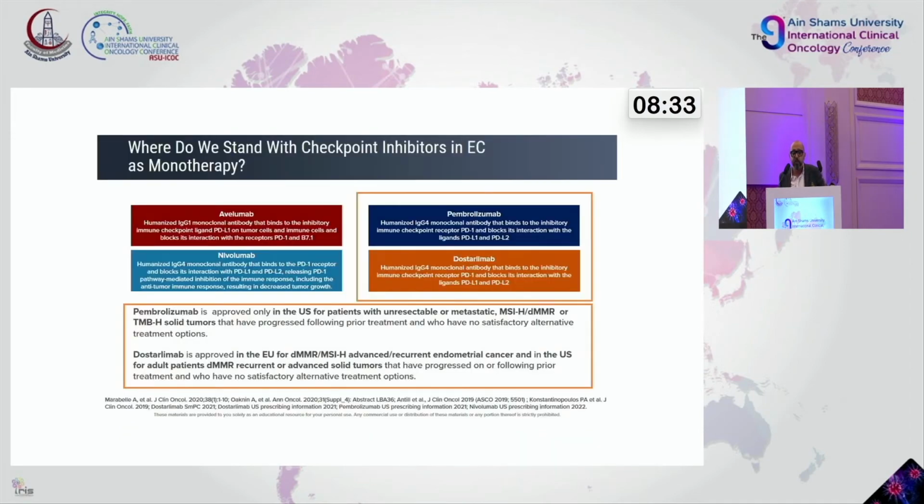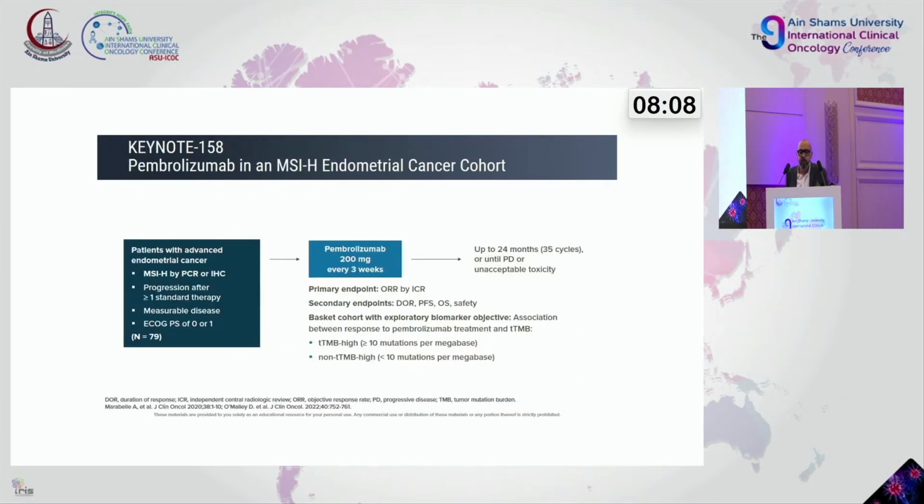hormonal treatment. Where do we stand with checkpoint inhibitors in endometrial cancer as monotherapy? We have trials with avelumab, which is an anti-PD-L1, and anti-PD-1 agents: pembro, nivo, and dostarlimab. Pembro and dostarlimab have been approved for patients with unresectable or metastatic MSI-high or deficient mismatch repair, or tumor mutation burden high solid tumors that have progressed following prior treatment and who have no satisfactory alternative treatment option. The story started with the KEYNOTE-158 agnostic trial, in the MSI-high endometrial cancer cohort.